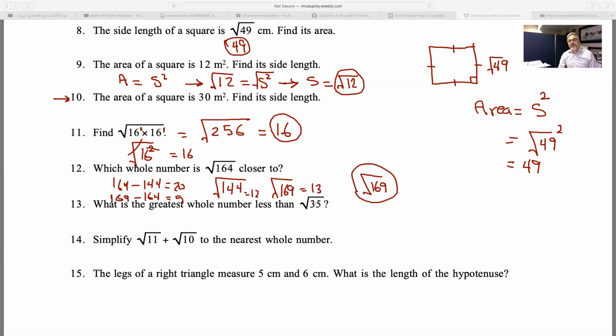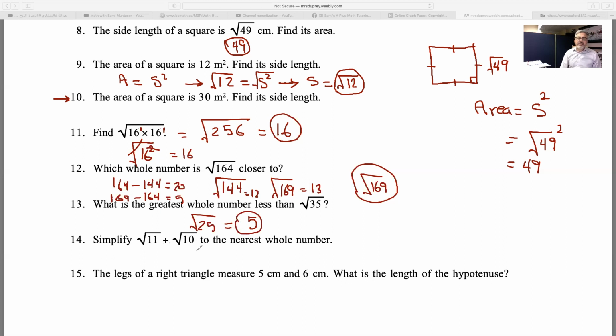So square root of 35 is near square root of 36, and square root of 36 is 6. Before 6 is 5, so the square root of 25 is 5. So what's the greatest whole number less than square root of 35? It is 5, because square root of 25 is 5, and that's your answer.